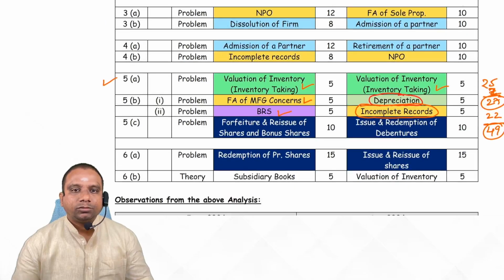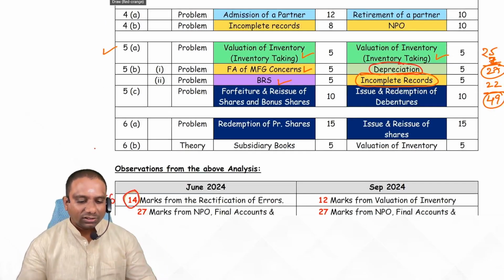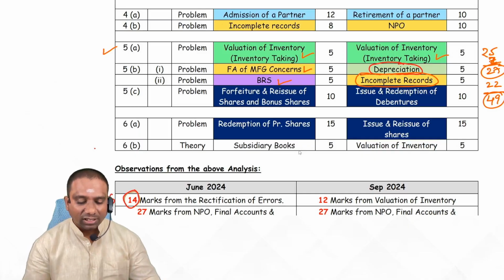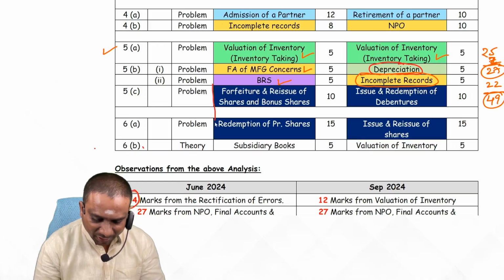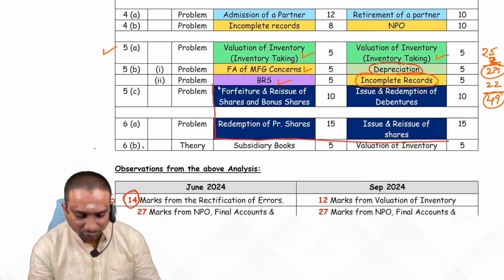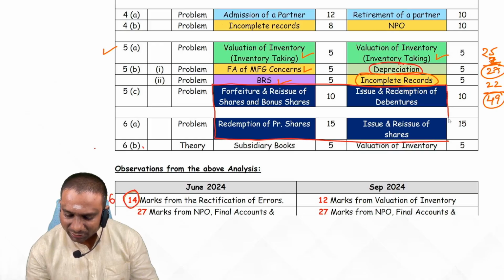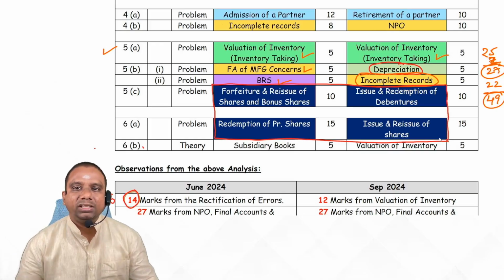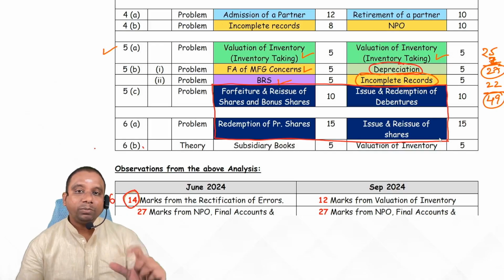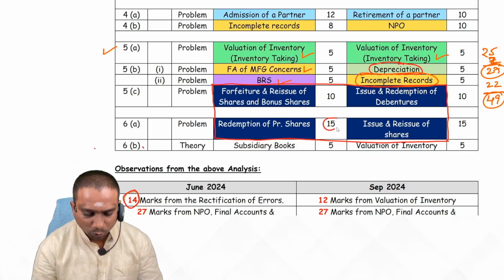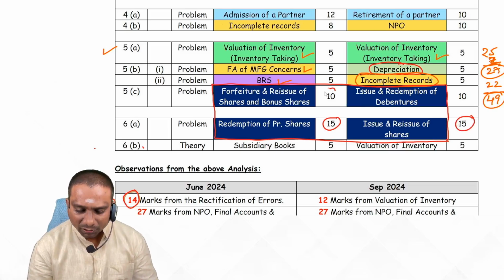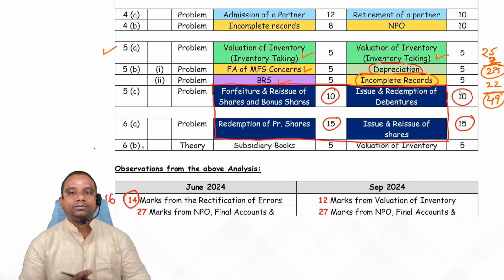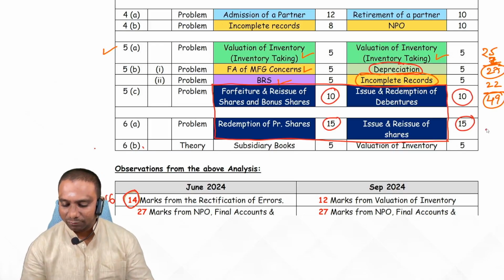Color codings, you observe. Next one, 5C and 6A. 5C and 6A both together are fixed for company accounts, students. Observe, from company accounts they are asking a 15 marks question in 6A and a 10 marks question in 5C. So 25 marks here from company accounts.